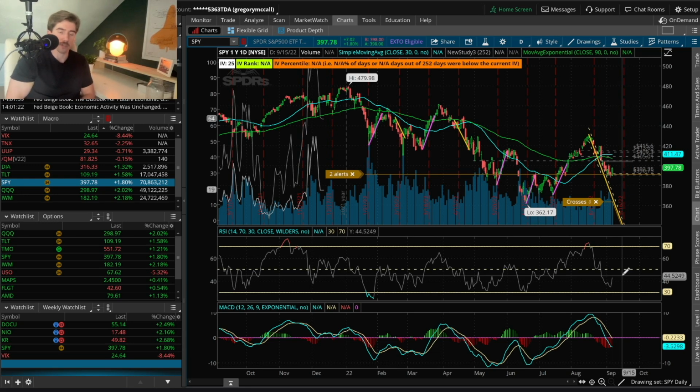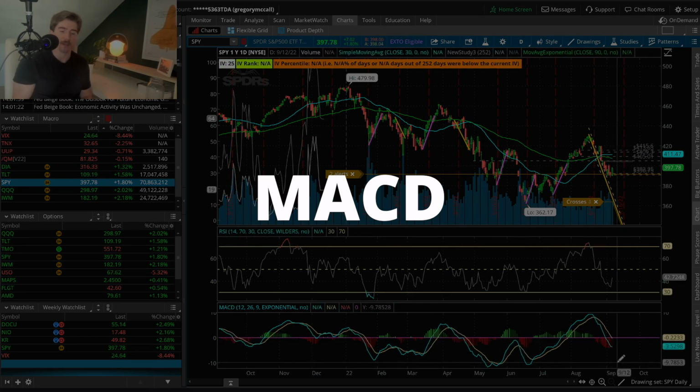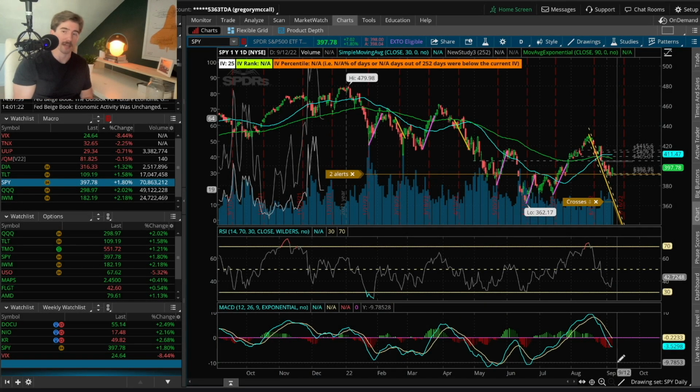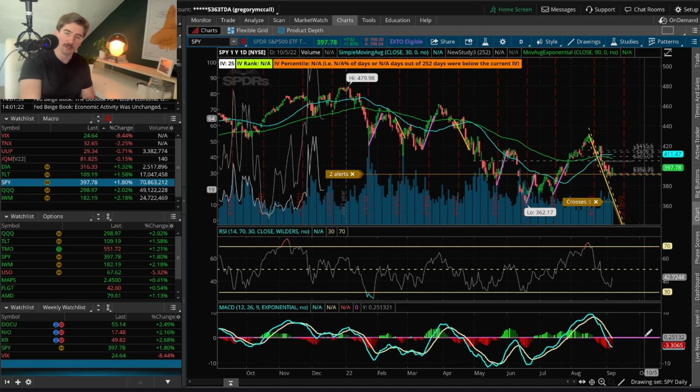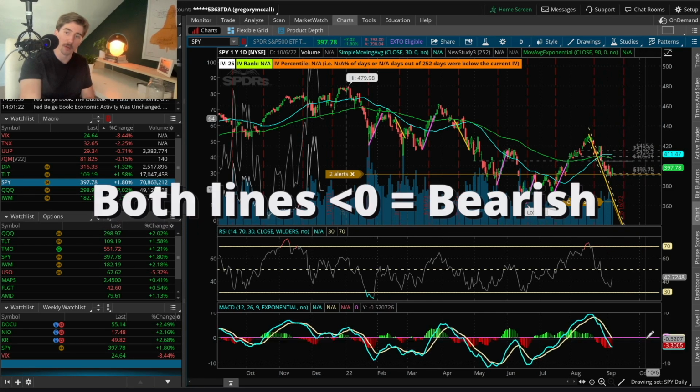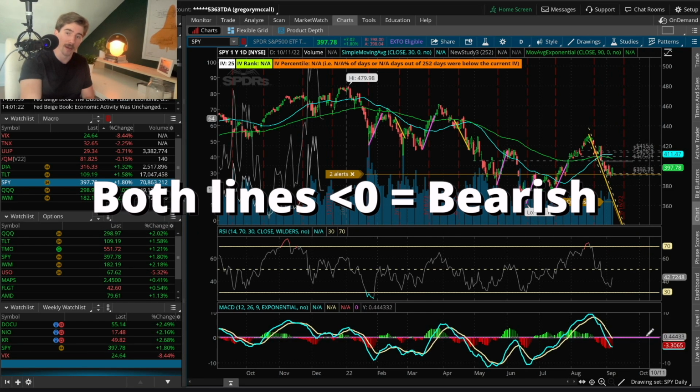And another way you can determine if a stock is trading bullish or bearish is by using the MACD indicator. Now, the MACD indicator is a momentum indicator, so it's probably the best tool to use to determine if a stock is bullish or bearish. And right now, SPY is going bearish since these two lines are headed below this zero purple line right here.